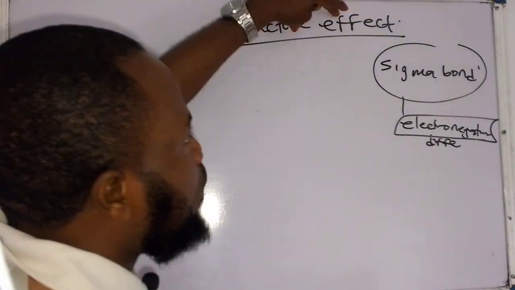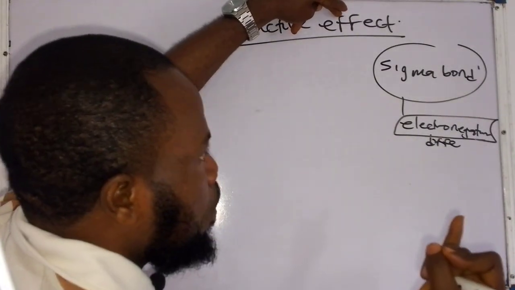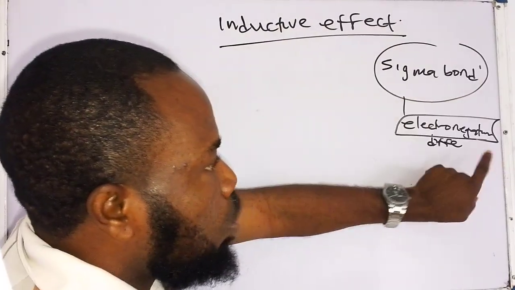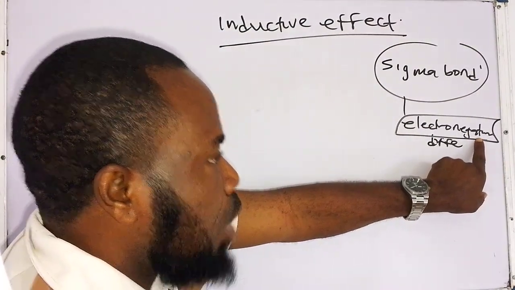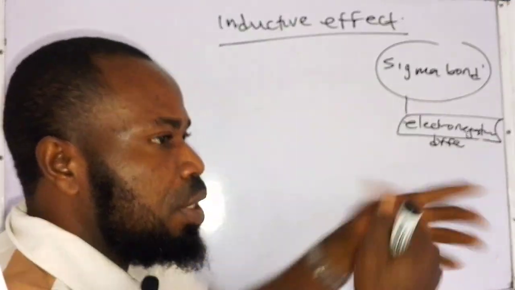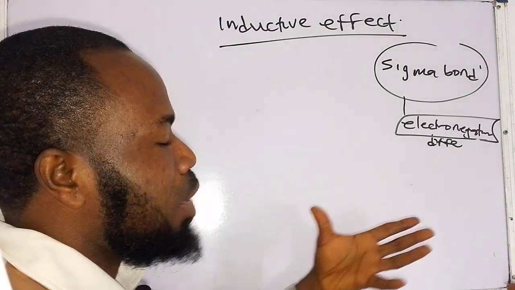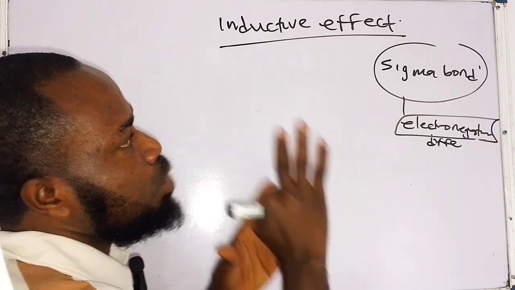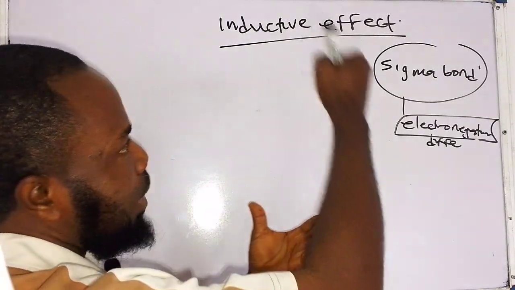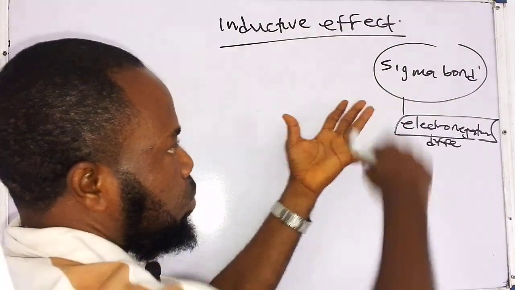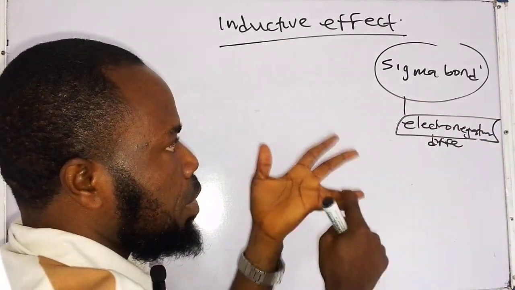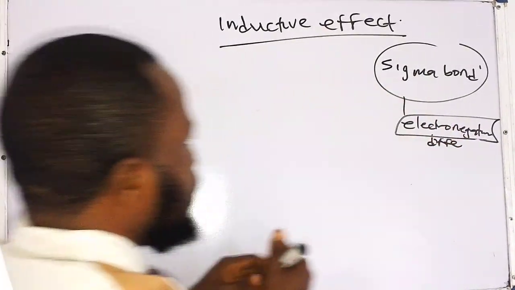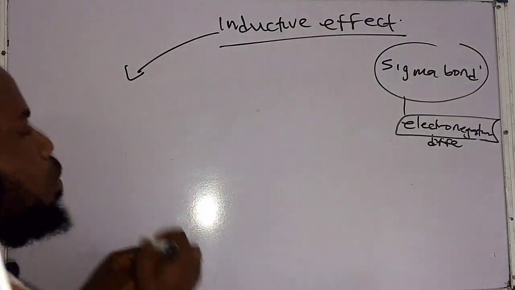So inductive effect has to do with the transfer of electrons through sigma bonds, and of course due to difference in electronegativity. You know fully well what electronegativity is: the tendency or ability of an element to attract electrons to itself. So you are taking three things into cognizance in understanding inductive effect: number one, transfer of electrons through sigma bonds, and of course based on difference in electronegativity.